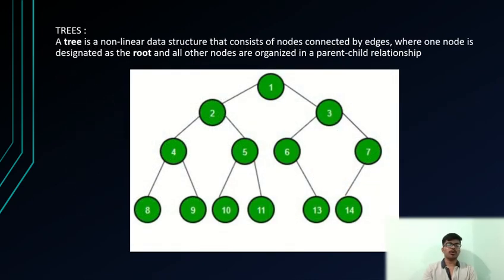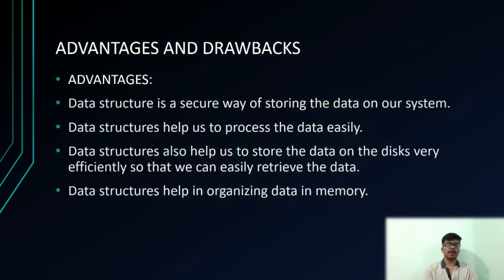Now let's know what are trees. A tree is a non-linear data structure that consists of nodes connected by edges, where one node is designated as the root of all the other nodes, organized in a parent-child relationship. For example, if you look at the figure here, 1 is connected to 2 and 3, 2 is connected to 4 and 5, and 3 is connected to 6 and 7. Here, 1 acts as a parent node to 2 and 3, and 2 acts as a parent node for 4 and 5, and it goes on. Here, 2 and 3 act as children nodes for 1, and so on.